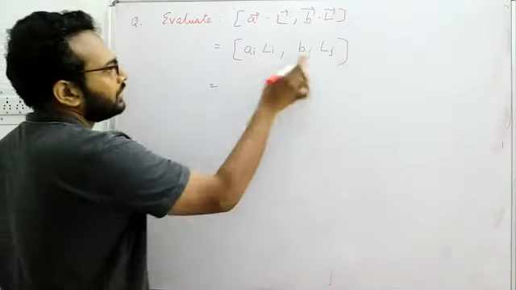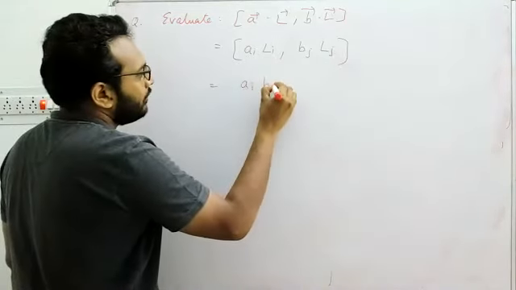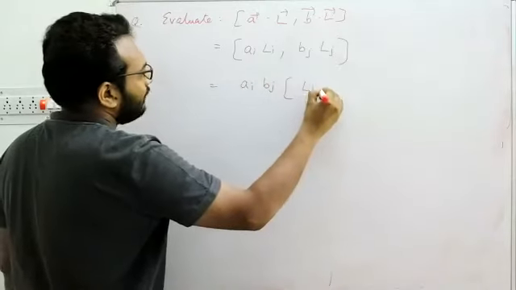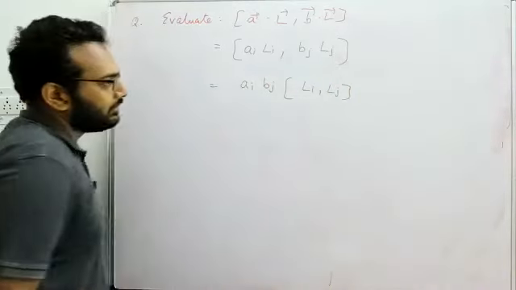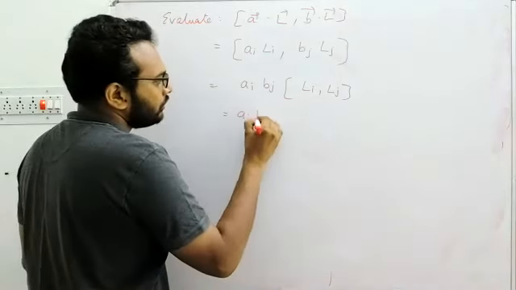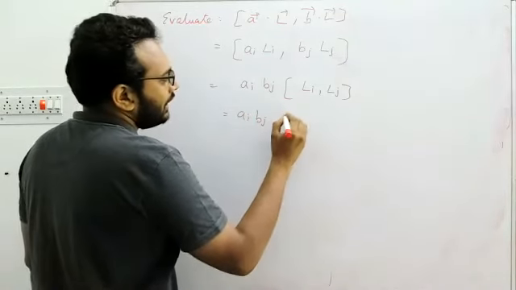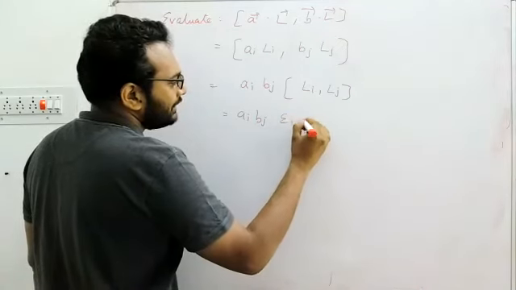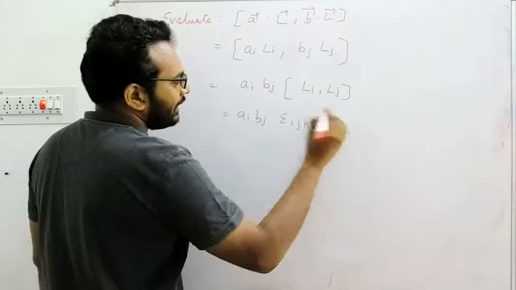So we can pull these out: A_i B_j {L_i, L_j}. In the previous class, we have already seen that {L_i, L_j} is equal to, what is it, epsilon_{ijk} L_k. Am I right?